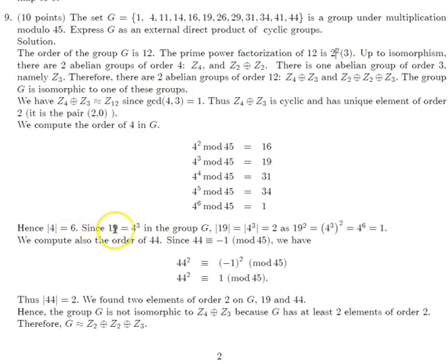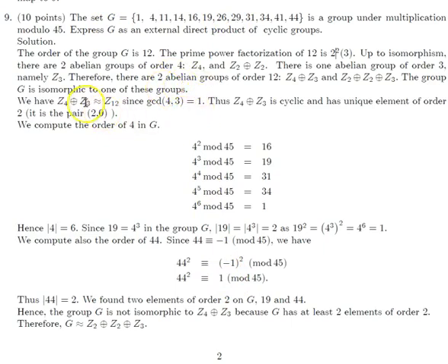Hence, the order of 4 cubed will be 2, and 4 cubed is 19. So the order of 19 is 2, and you can see that directly from here. 19 squared mod 45, compute that, you'll see it is 1. So 19 has order 2, and also 44 has order 2. So we have at least 2 elements of order 2 in G.